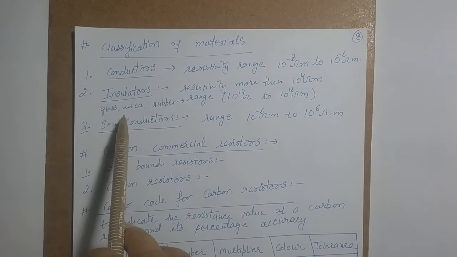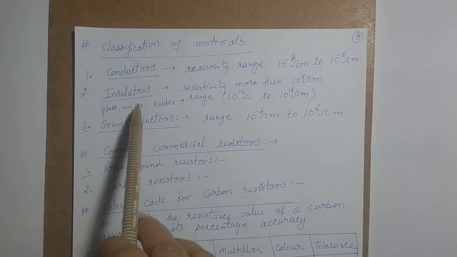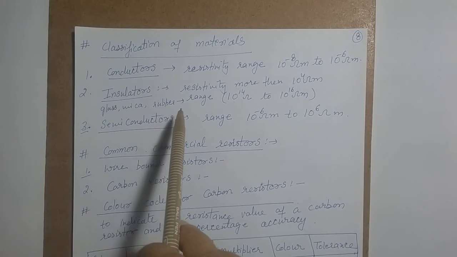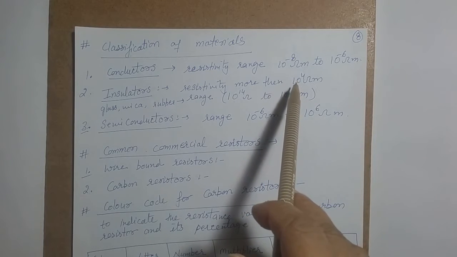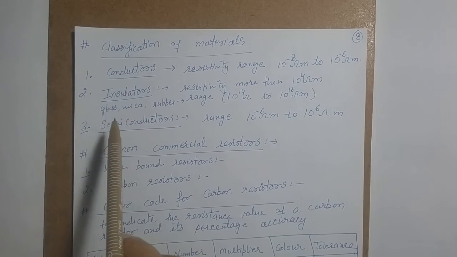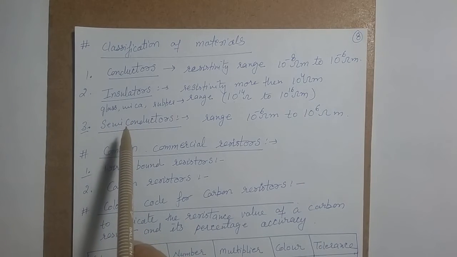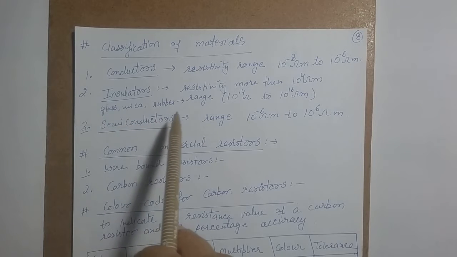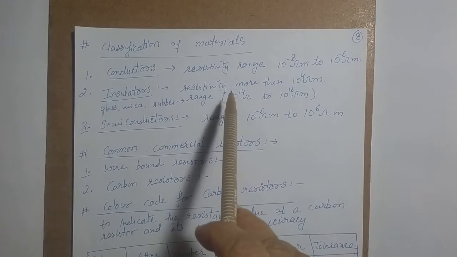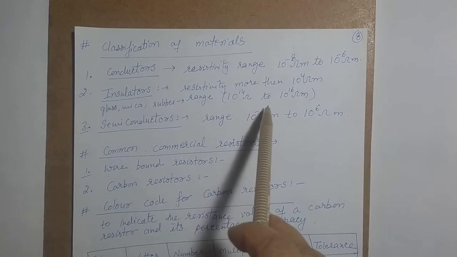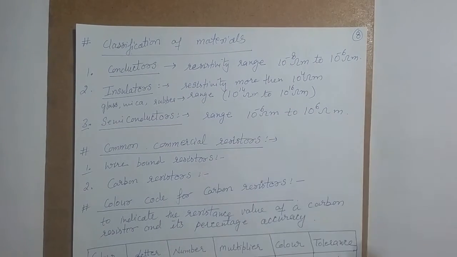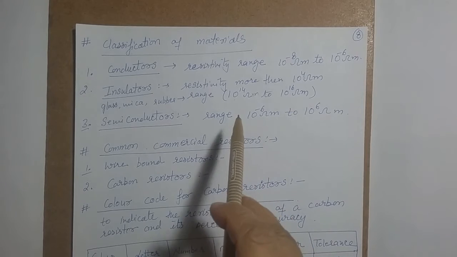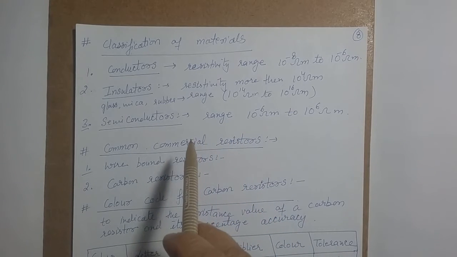And what are insulators? As the name suggests, they are bad conductors, or they do not conduct. So their resistivity range should be very high. Their resistivity range starts from 10 raised to power plus 4 ohm meter. And for some good insulator materials like glass, mica, and rubber, the range is between 10 raised to power 14 ohm meter to 10 raised to power 16 ohm meter. Now you can see that this value is very high.